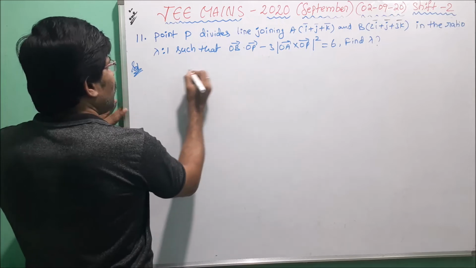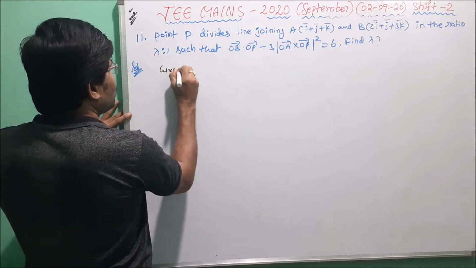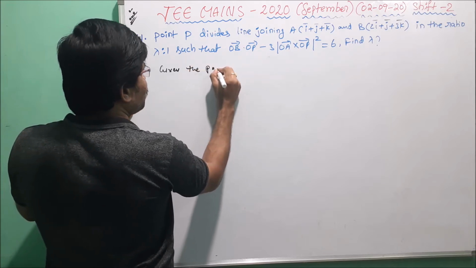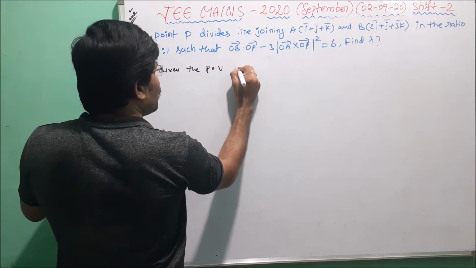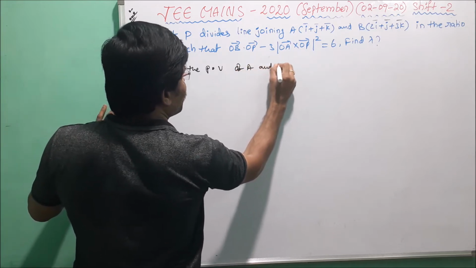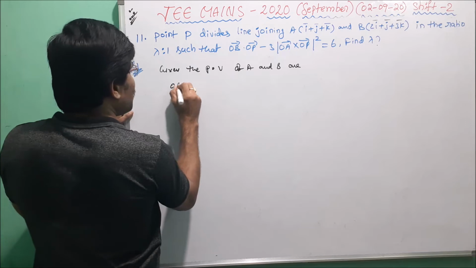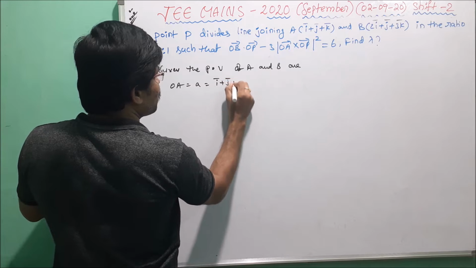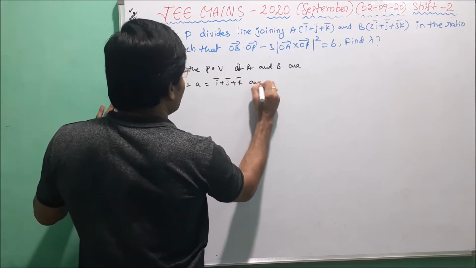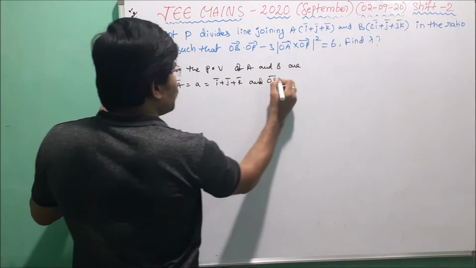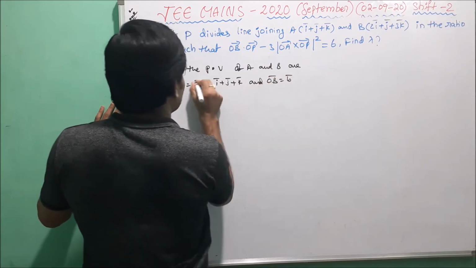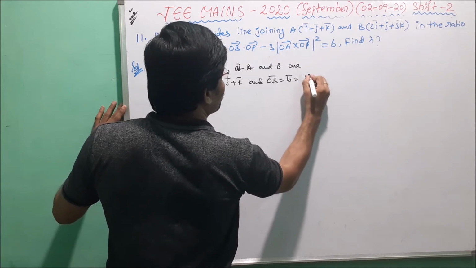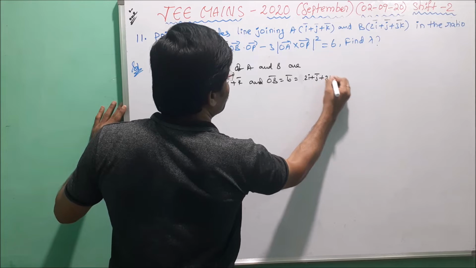So first of all, we take the given points or position vectors of A and B. Let us consider OA is a bar equals i bar plus j bar plus k bar, and OB equals b bar equals 2i bar plus j bar plus 3k bar.